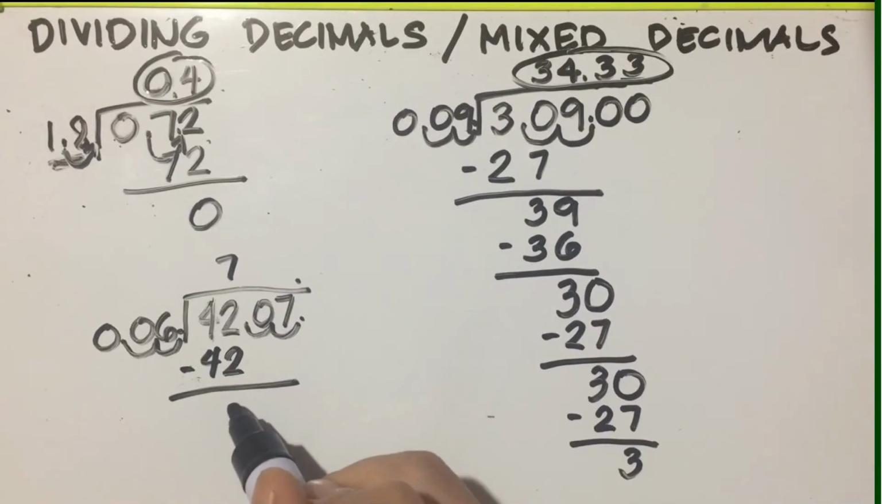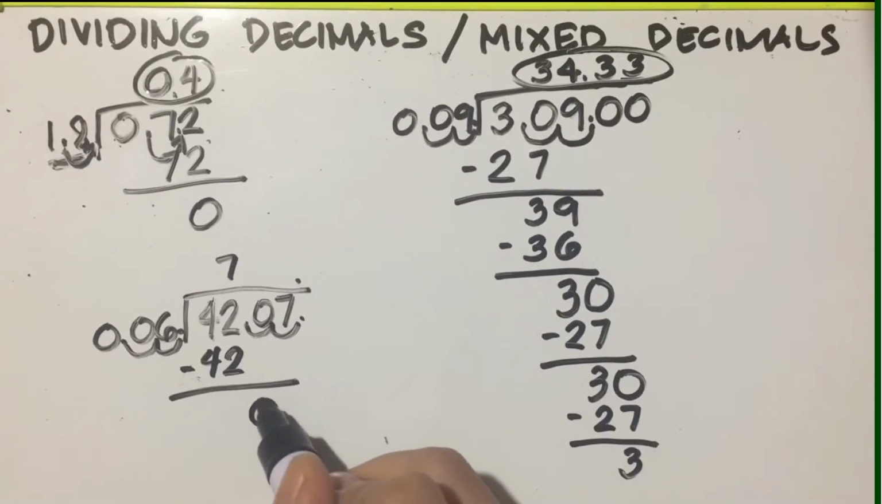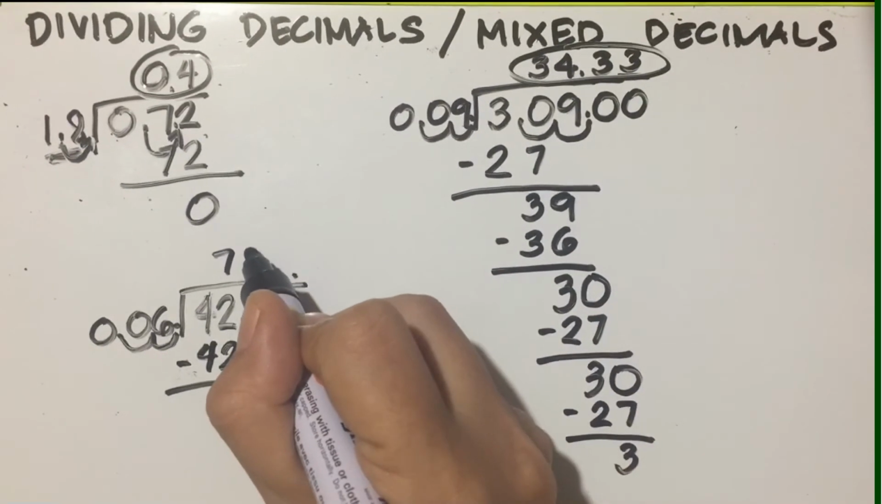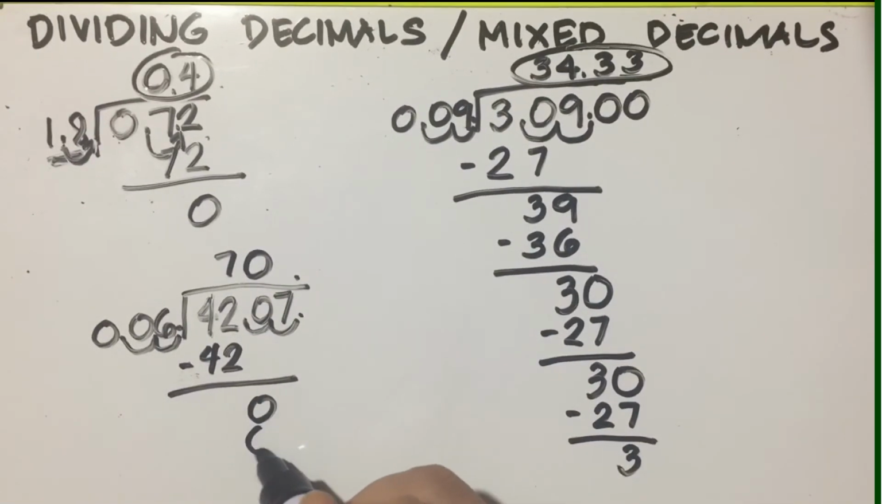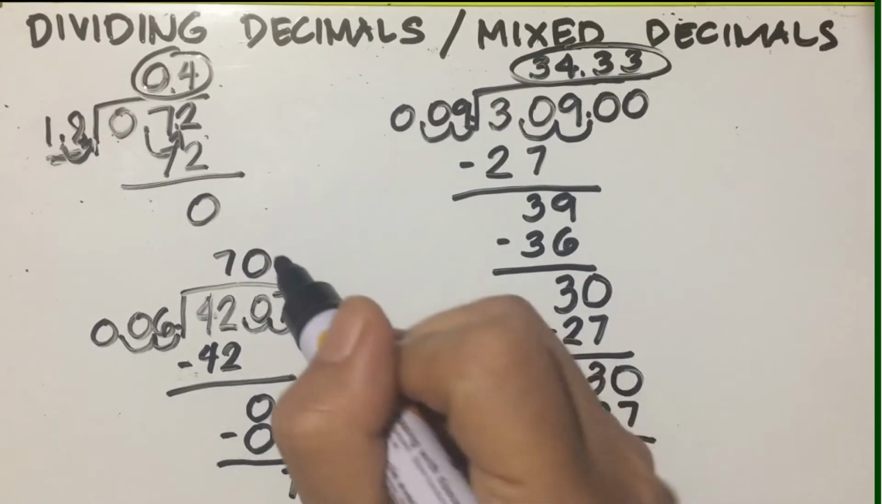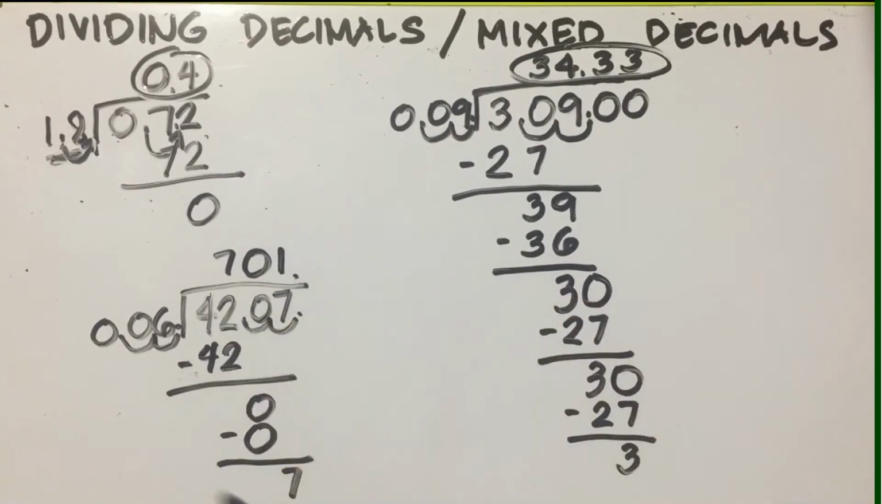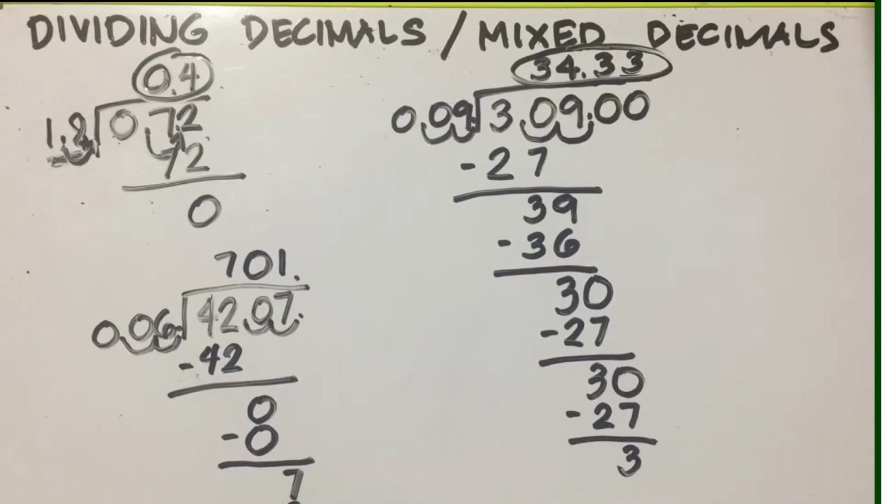42 minus 42 is 0. Bring down 0. 0 divided by 6 is 0. 0 times 6 is 0. Okay, bring down 7. 7 divided by 6 is 1. 1 times 6 is 6.